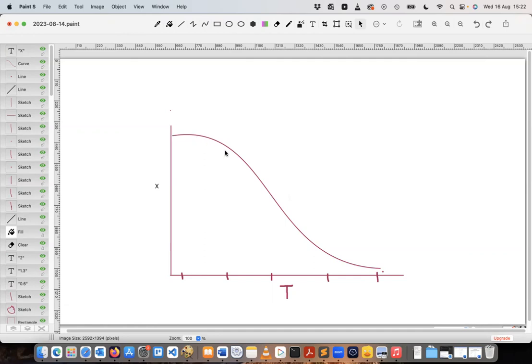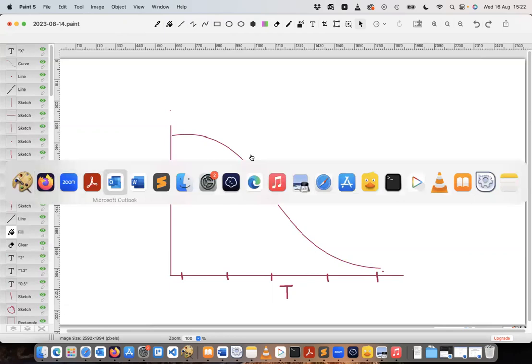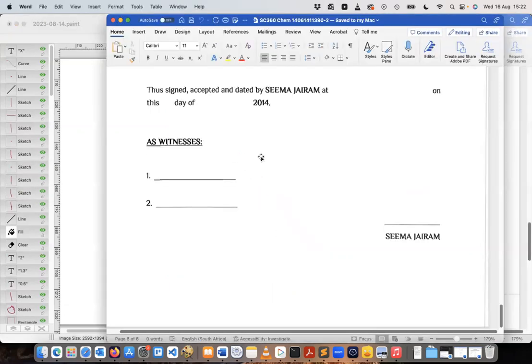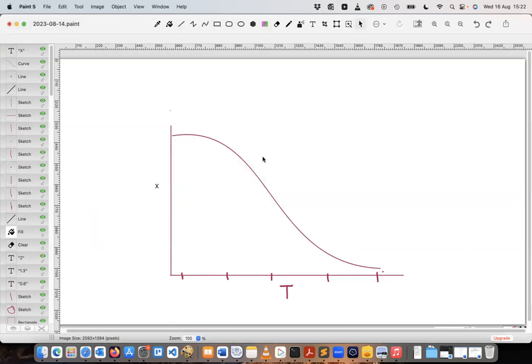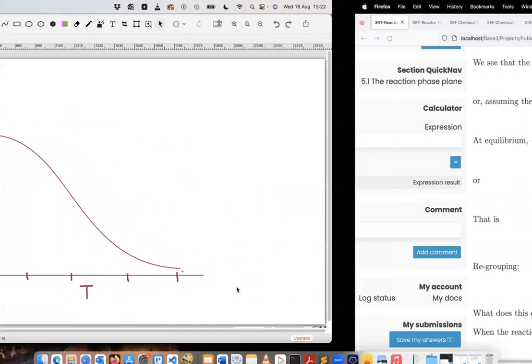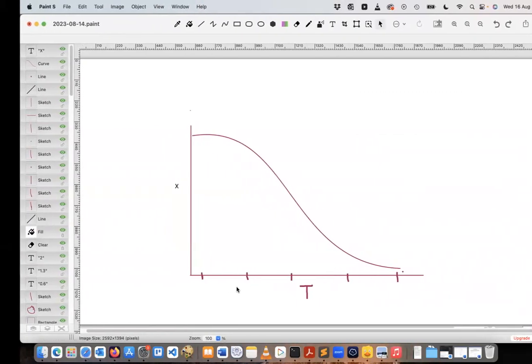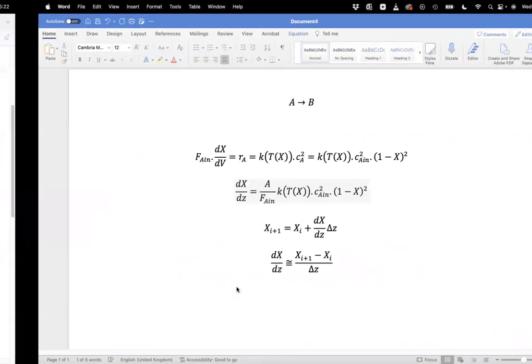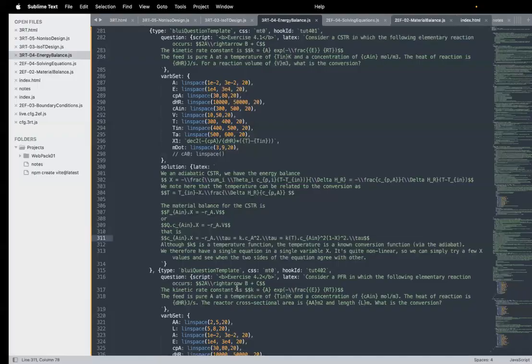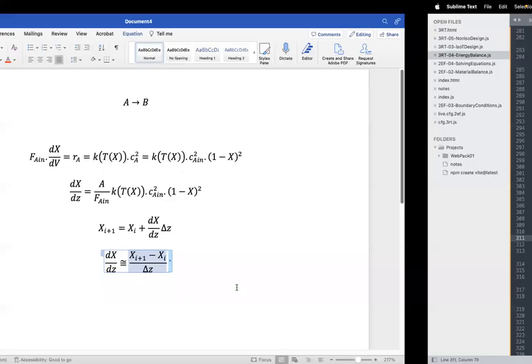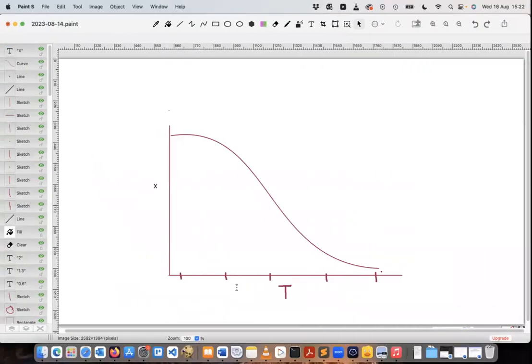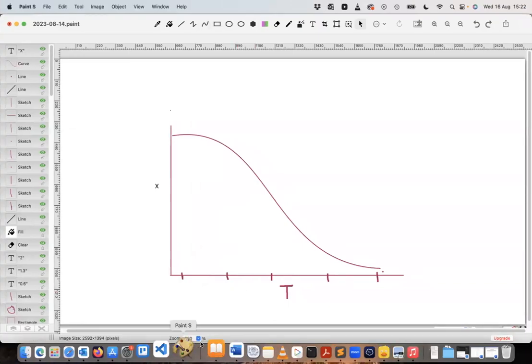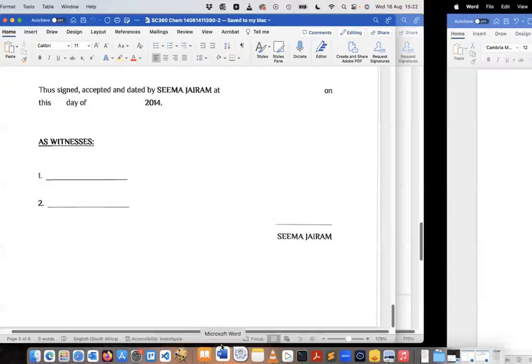Well, we said this line was the equilibrium line, right? And let's look at that equilibrium. So, oops, where are we? Sorry, I'm a bit lost.